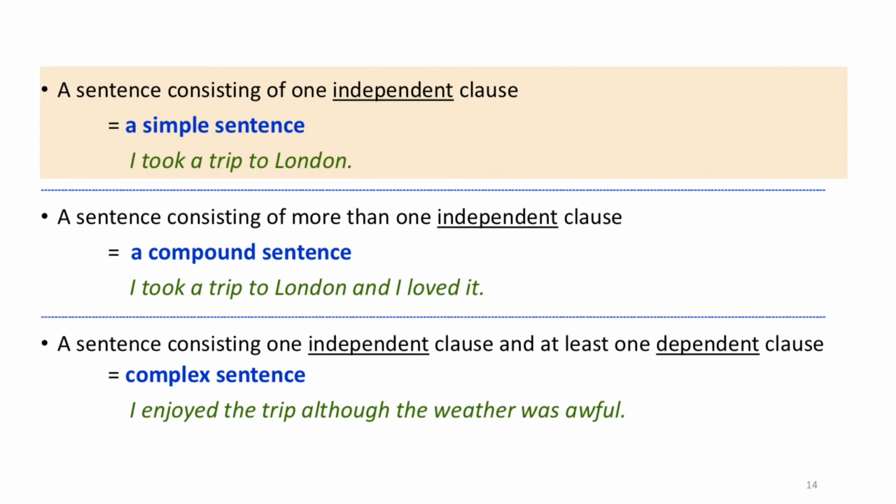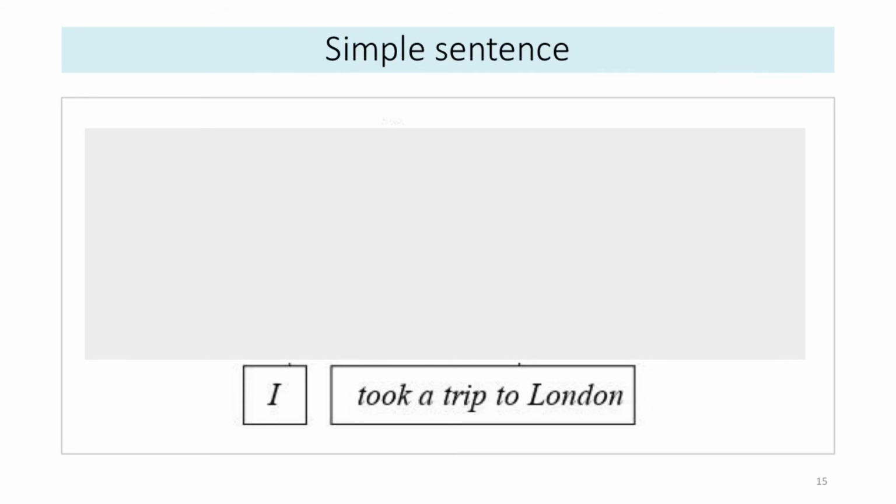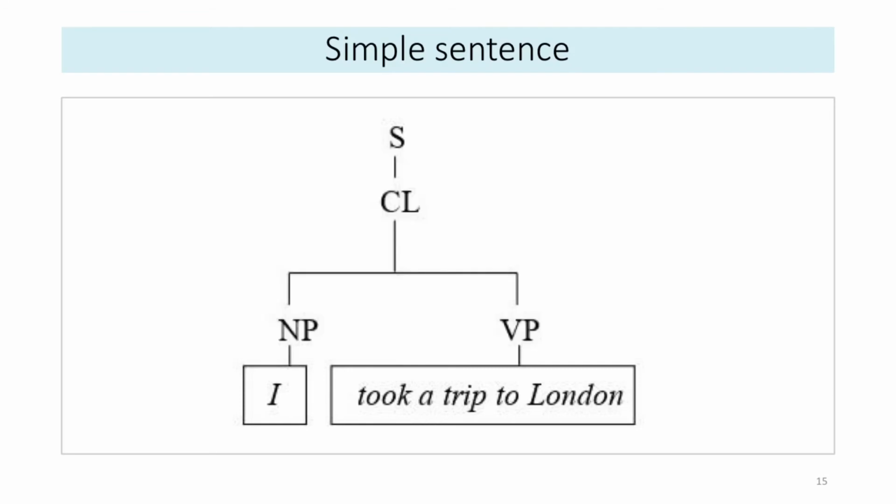Let's first focus on a simple sentence like I took a trip to London. As you can see in this diagram, in the sentence I took a trip to London, there is only one clause where the subject is the NP I and the predicate is the VP took a trip to London.